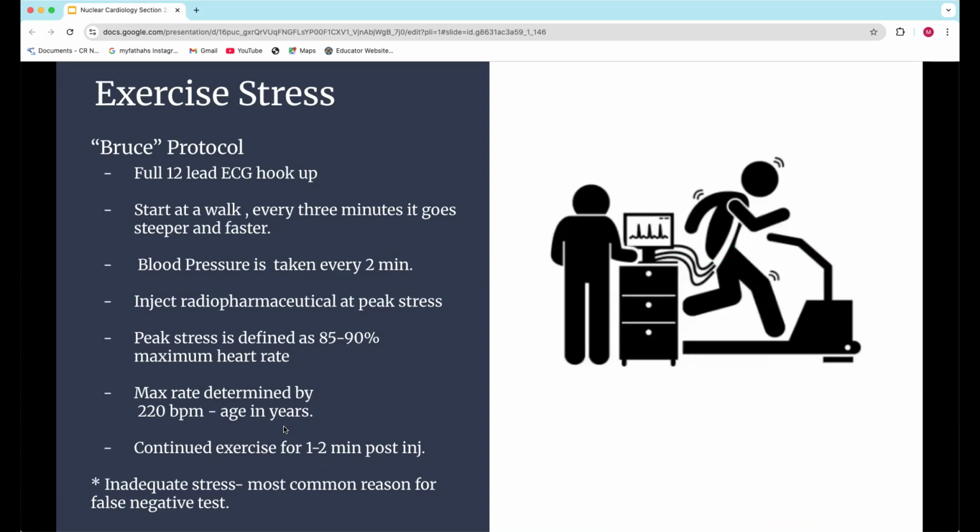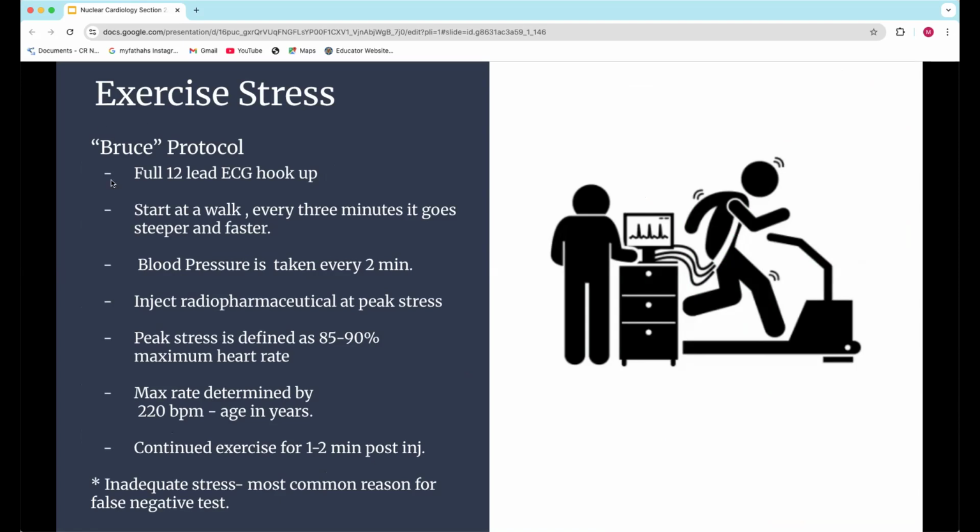Okay. So now we'll talk about the types of stress that we can do. So the first one, and this is the most common thing used. There are other types of protocols, and you may have a few at your facility. I'm going to cover just what's called the Bruce protocol, which is kind of like the gold standard that's used. And there might be slight variations to some of these, but some of the principles are very similar.